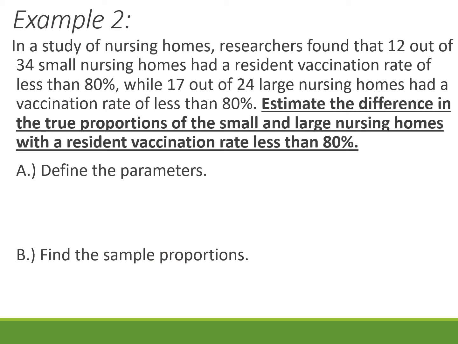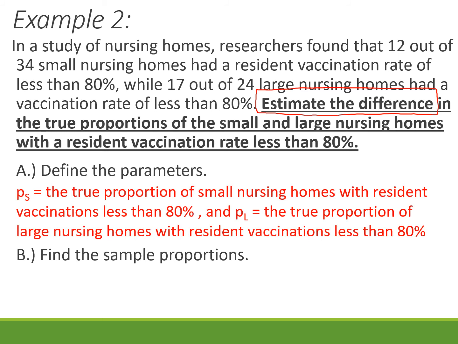Now let's tie in confidence intervals, which we last did in Chapter 7 with one sample. The problem is the same with one key difference, and that's the wording at the end. Here it's asking us to estimate the difference. That's what's telling us we need to do a confidence interval for this problem and not a hypothesis test. If it were a hypothesis test, it would be a yes or no question where we're evaluating a claim or a hypothesis. So part A, define the parameters.